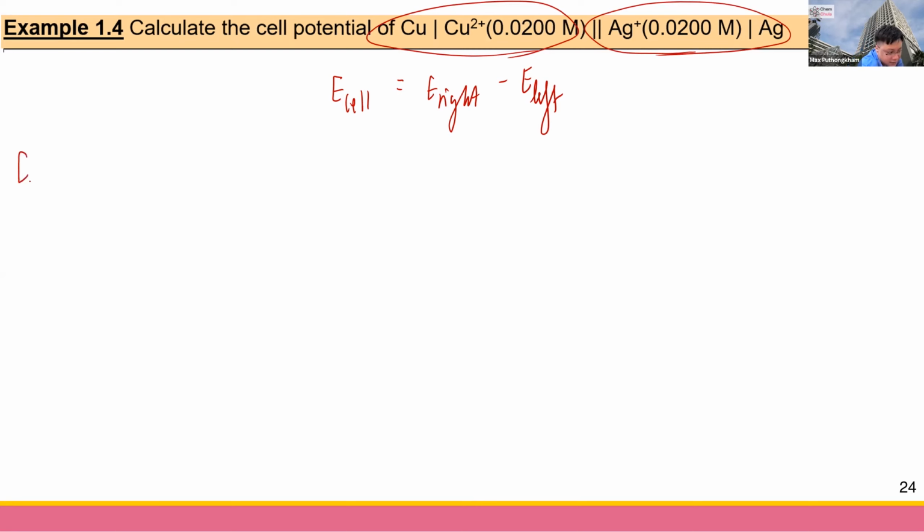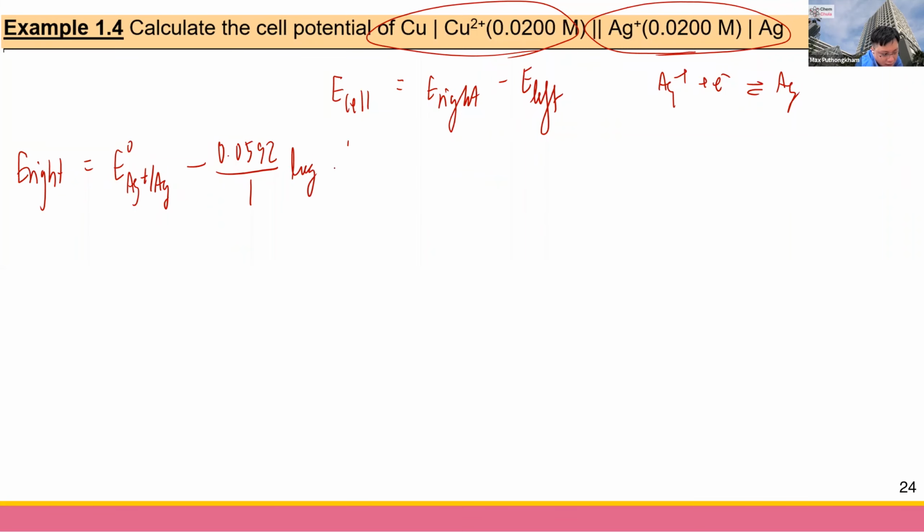So what is E right? E right is the standard potential of silver ion/silver minus 0.0592 over 1, I believe, because this is silver ion plus electron, you get silver, log 1 over silver plus.